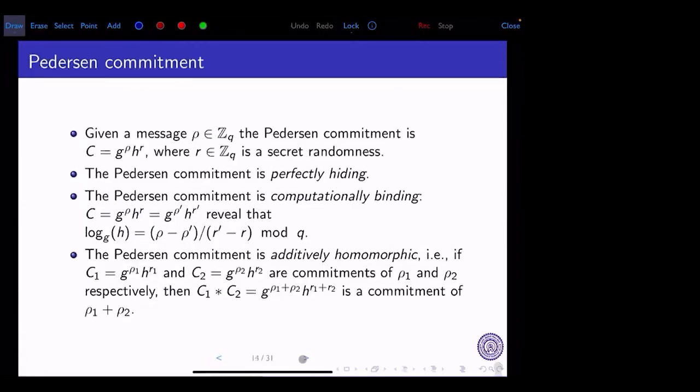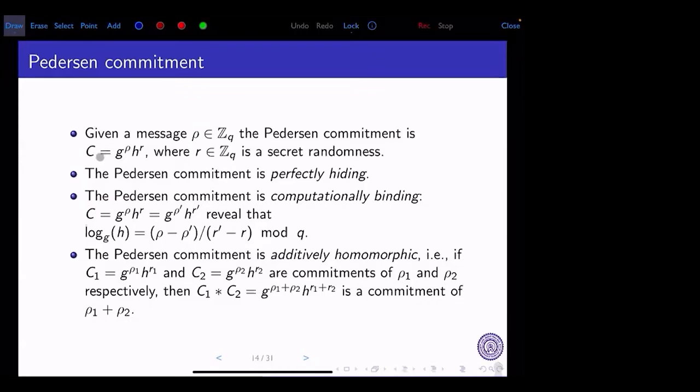So let us move on. And once we have this crypto, we need a specific form of a commitment. This is a very popular commitment in cryptography called the Pedersen commitment. And how do you compute it? Suppose you have got a message rho from that group. You compute the commitment as G to the power rho and H to the power R. Know that G and H are public generators. R is the key for the commitment. Rho is the message. So you compute the commitment as C.